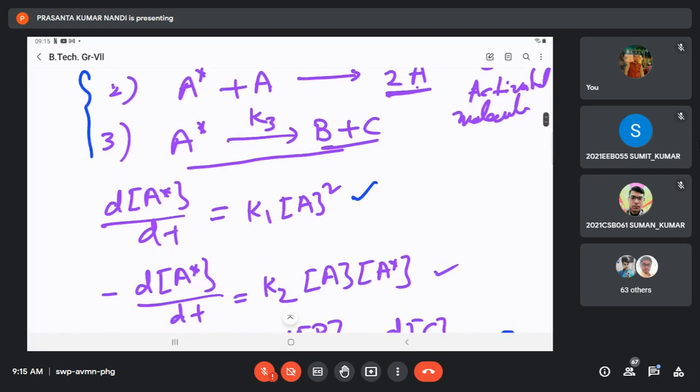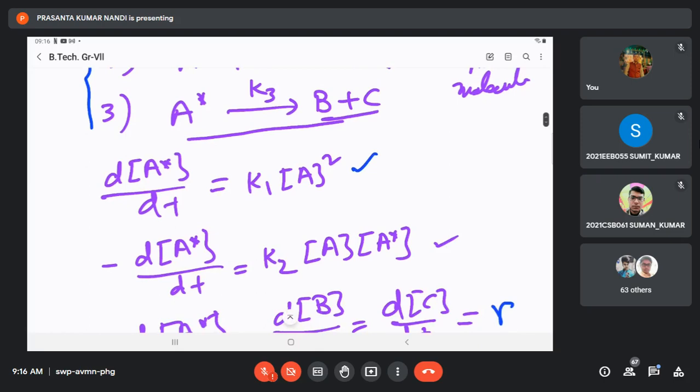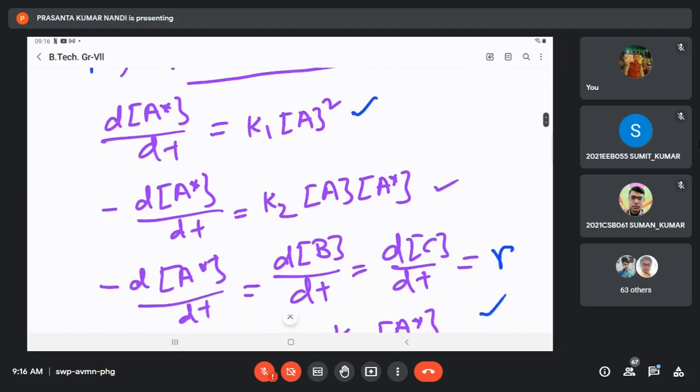Now, in the subsequent step, that is the deactivation step, A and A star react back to produce A. Since the concentration of the activated species decreases, we put a negative sign and we write the differential rate equation as given here.